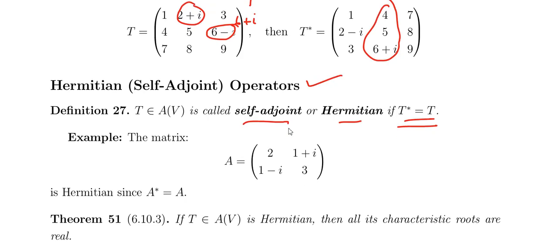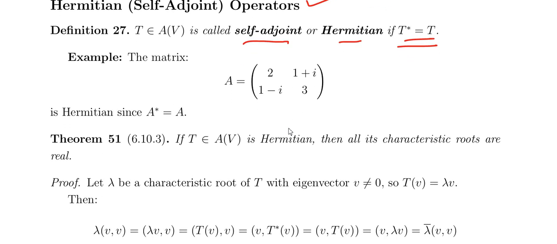For example, if you look at 2, 1 plus i, 1 minus i, 3, this is Hermitian, that is, the transpose of the cofactor matrix is equivalent to the matrix. For the cofactor matrix, this will be 1 minus i, and this will come as 1 plus i. We can take the transpose of this, and that is equivalent to A star, that is 2, 1 minus i, and the second row 1 plus i, 3. So this is equivalent to A, and therefore this is Hermitian.